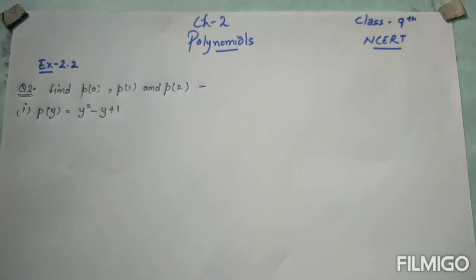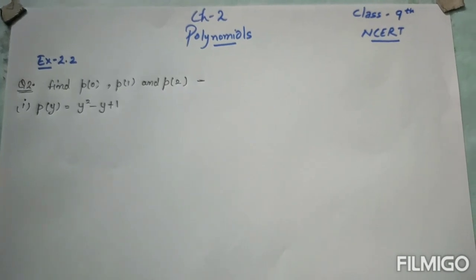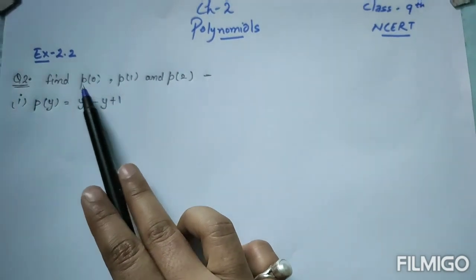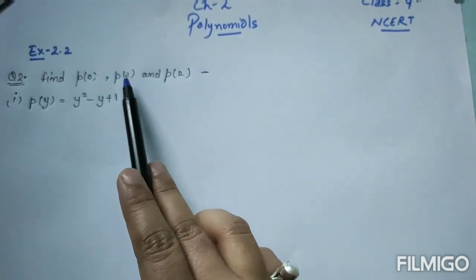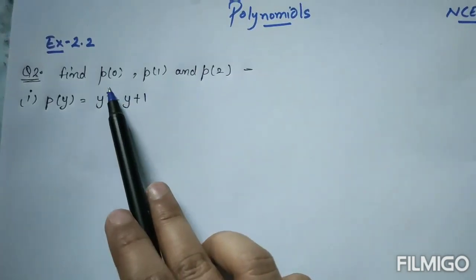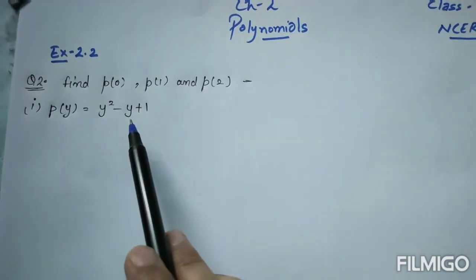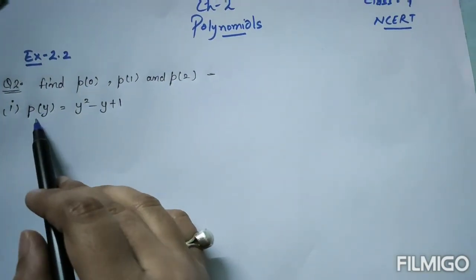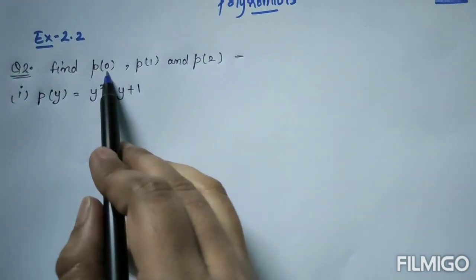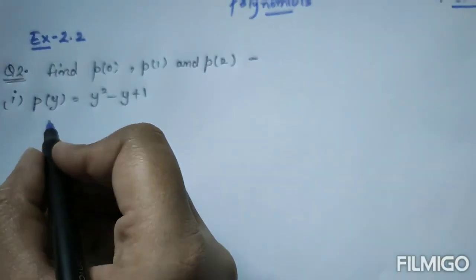We stopped our last class at question 1 and now we will continue from question 2. Let's tackle this question in which you have to find the value of p at 0, p at 1 and p at 2. You have to find the value of the polynomial at 0, 1 and 2. Look, this is a polynomial in the variable y. That means you have to put y equal to 0 first, then 1 and then 2. Clear? So let's start.